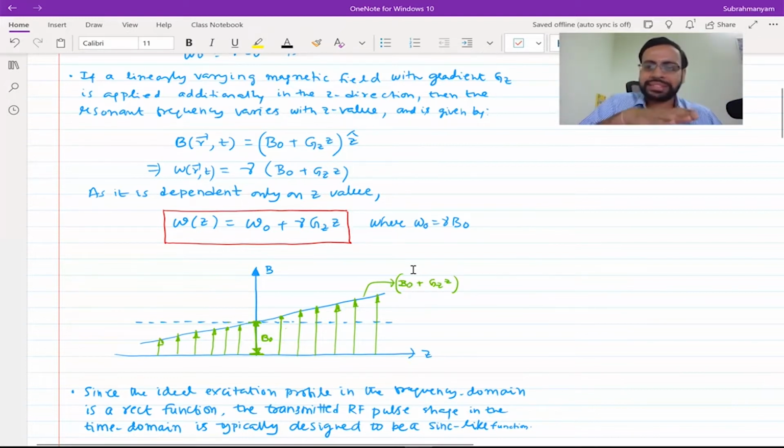So it's no more uniform throughout spatially, but now, depending on the Z value, you have a variation in it. Everywhere the B naught now depends spatially on the position, so for each different Z value this is going to be different. Each location is resonating spatially, and for different values of Z the frequencies are different.